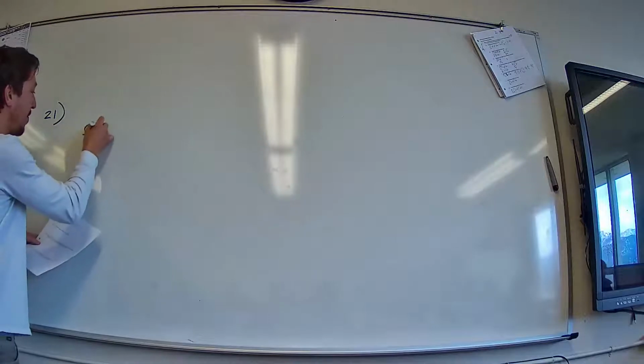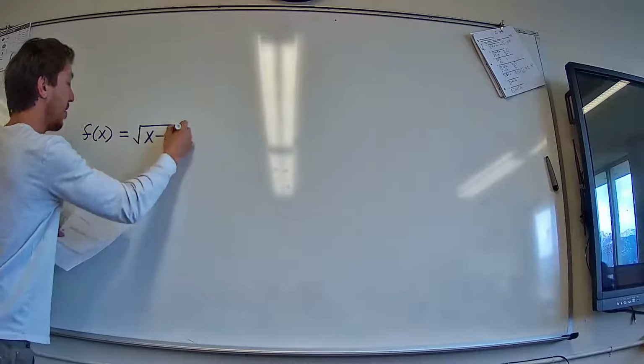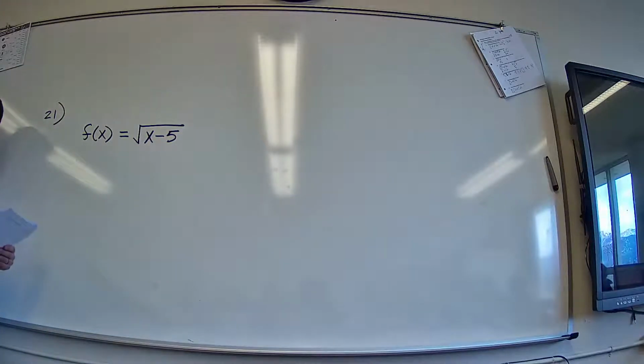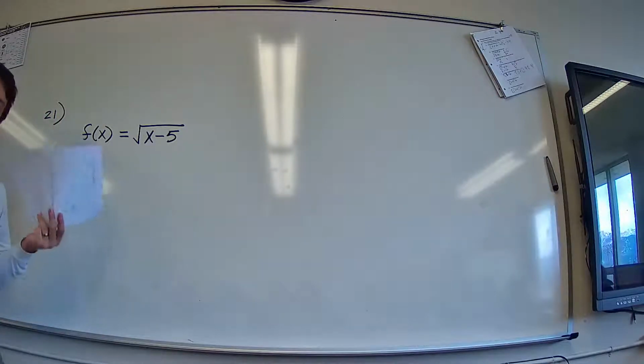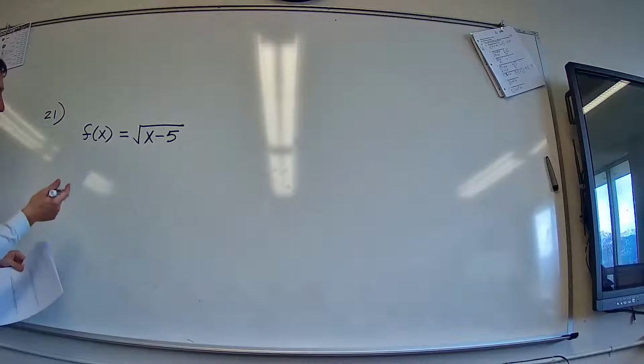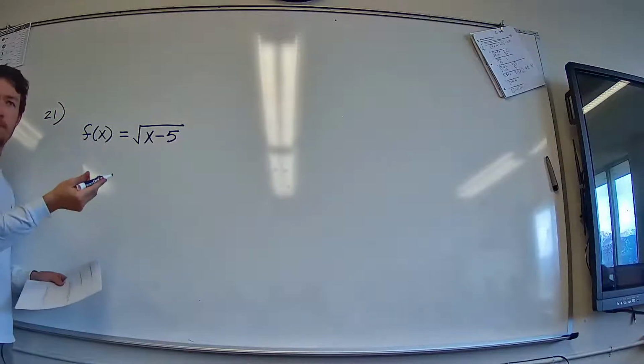Okay, so f of x is the square root of x minus 5. All right. This question is asking us to do a whole bunch of things. So the order in which you do them, I don't think really matters. Depending on you, doing them in a certain order might make a little bit more sense than doing them in a different order. But anyway, let's get the inverse using algebra alone.